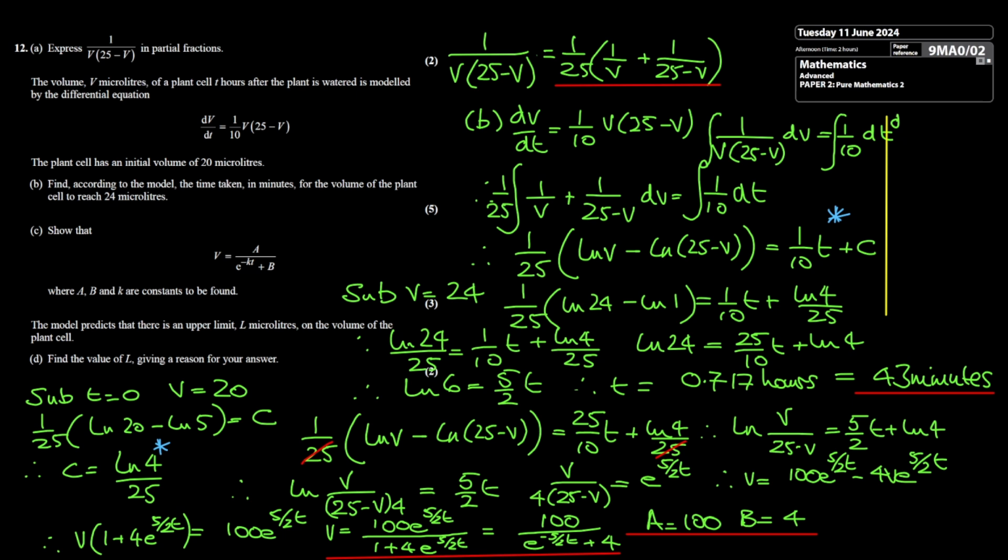So with space virtually completely gone, part D suggests that there is an upper limit for the volume of this cell, and they've called it L. And we're asked to find the value of that and give a reason for the answer. Well, that's using this equation here. When t becomes massive, this term will effectively disappear, and we're left with 100 over 4. If t is very big, e to the minus 5 over 2 t goes to 0. Therefore, V goes to L, which is equal to 100 over 4, which is equal to 25.